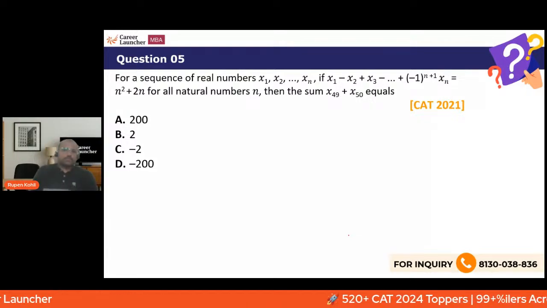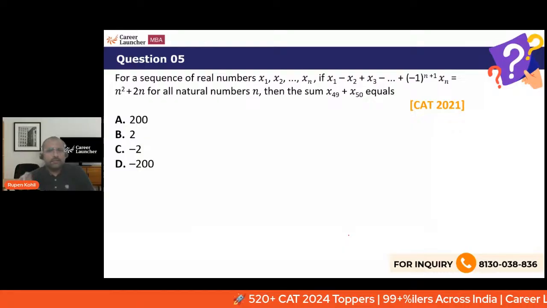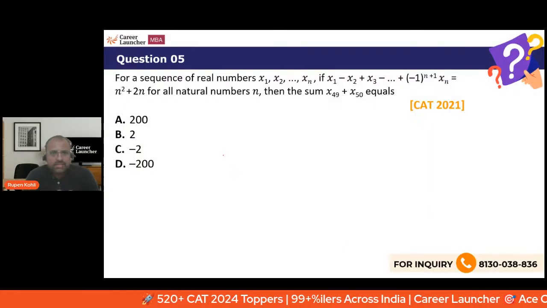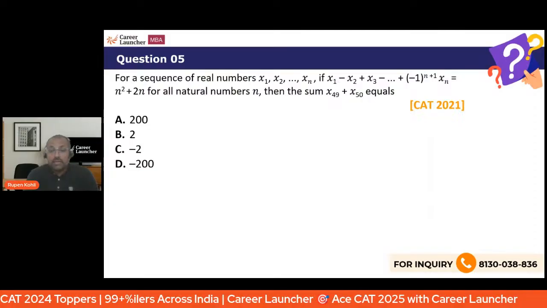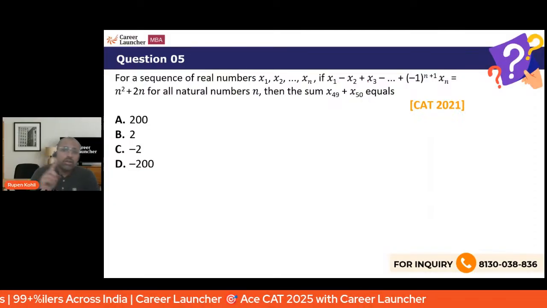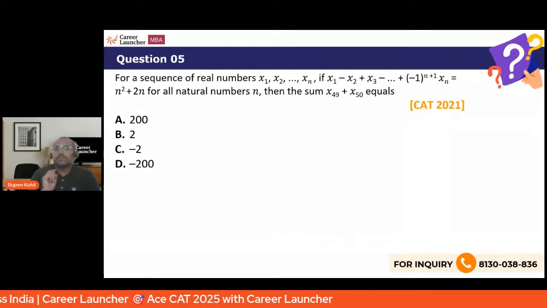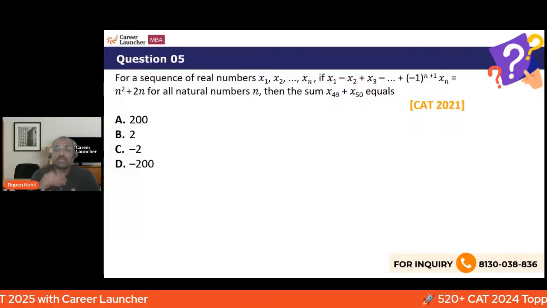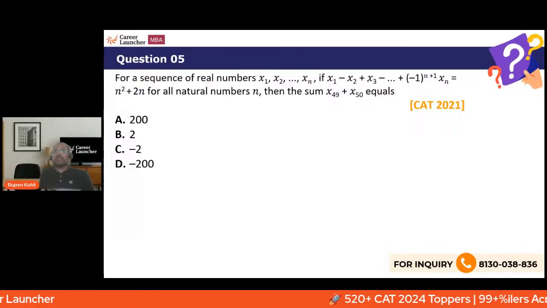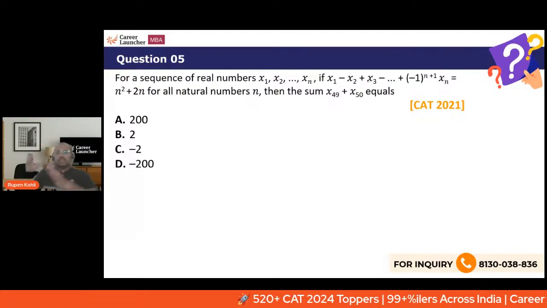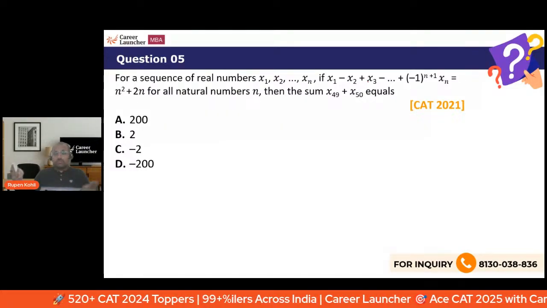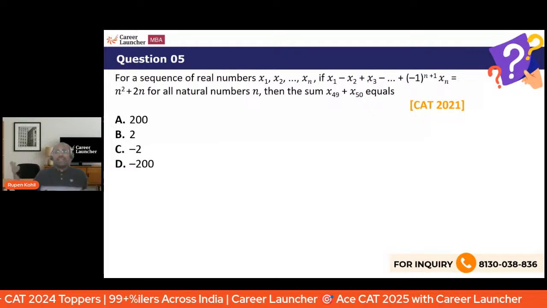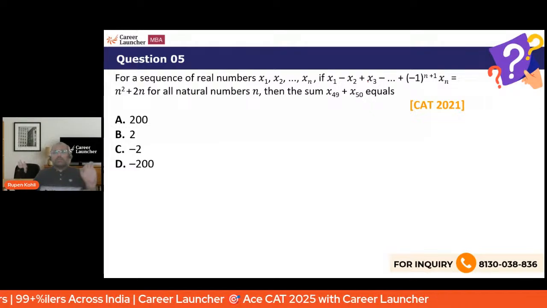All right, so you see what this question is telling us. For a sequence of real numbers x1, x2, up to xn, this equation is an alternate sum and difference of the terms. The trick is that it's not a simple summation of the terms. It is x1 minus x2 plus x3 minus x4 and so on till the nth term, and that equals n square plus 2n.